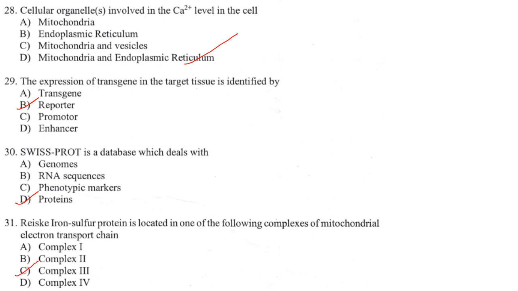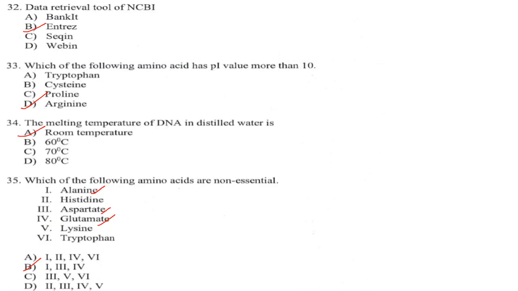Answer is option C. Then data retrieval tool of NCBI, that is Entrez. It is data retrieval tool. Then, which of the following amino acid has pI value more than 10? Of course, it is arginine out of the given amino acids. Answer is option D. The melting temperature of DNA in distilled water is, it is room temperature. Answer is option A. Then next one.